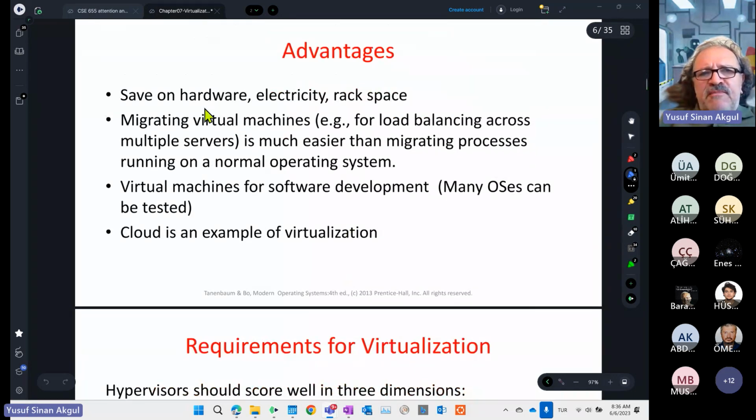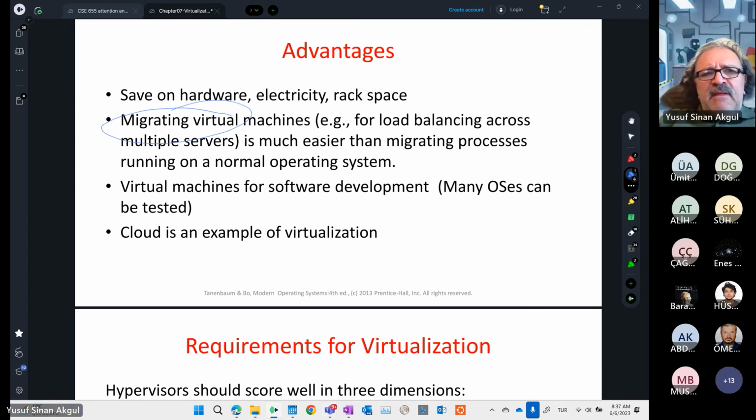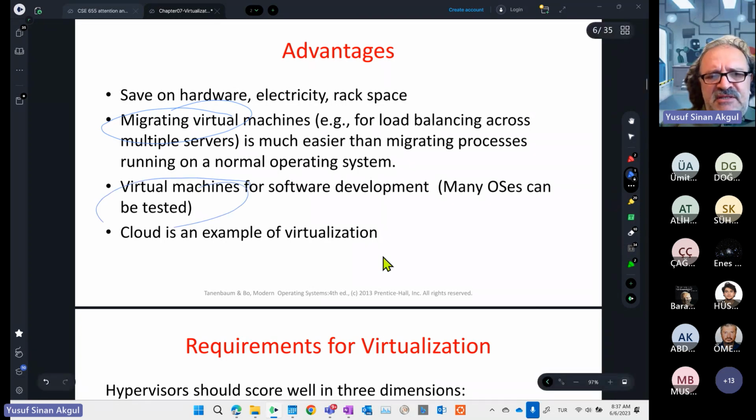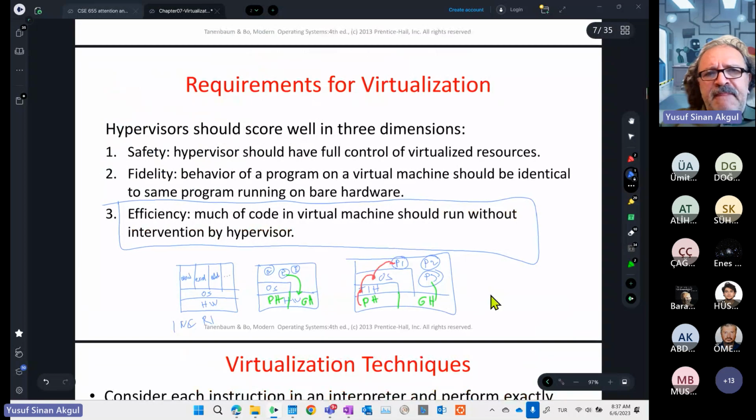We have lots of savings on hardware, electricity, and rack space. They are cheap, with less hardware. And this is a very important advantage, actually. Migrating virtual machines is much simpler than migrating processes on regular operating systems. Okay. And development is much easier, etc. Lots of advantages. We talked about this last time.